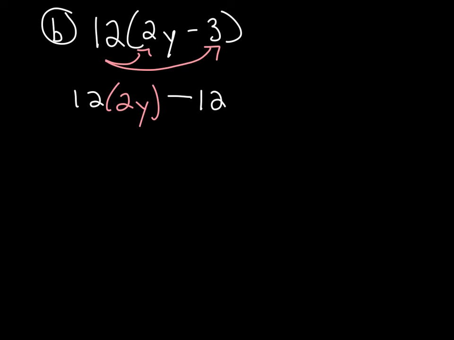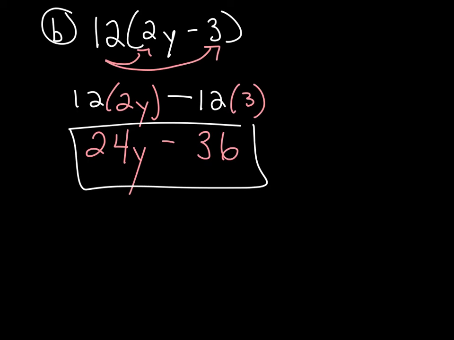And then we're going to multiply the 12 again by the 3. And in this case, 12 times 2 is 24. So instead of 2y, we have 24y. And then 12 times 3 is 36. And you don't really have to worry about the fact that 36 is bigger than 24 because we're not going to subtract it at this point, because 24y is different when it has a variable attached to it than just a constant. So we can't actually do any subtraction here. So our final answer here is 24y minus 36.